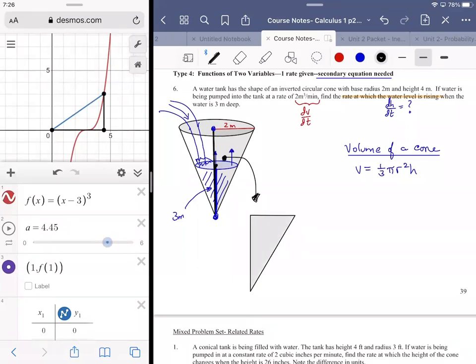All right. So you would end up with a figure that looks something like this, with the 2 on the top, 2 meters. This whole length here would be 4 meters. They told us that up here, 2 meters and a height of 4 meters.